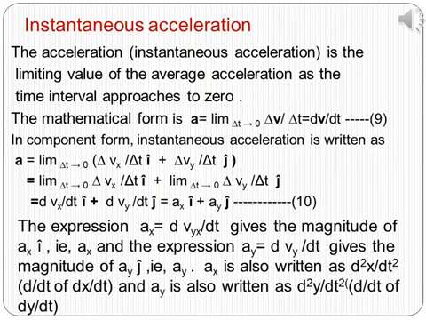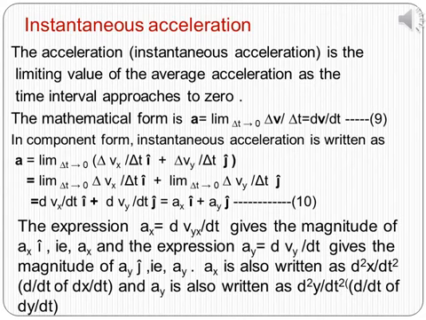What is instantaneous acceleration? It is the limiting value of the average acceleration as the time interval approaches 0. Its mathematical form is: instantaneous acceleration a is equal to the limit as delta t tends to 0 of delta v by delta t, which is equal to dv by dt. This is expression 9.